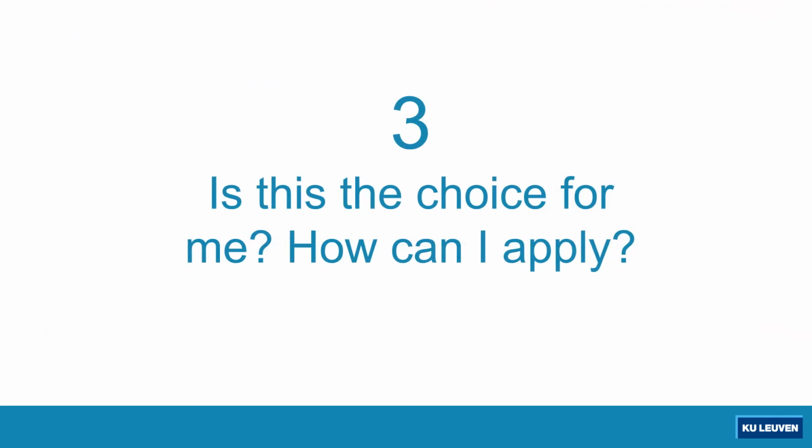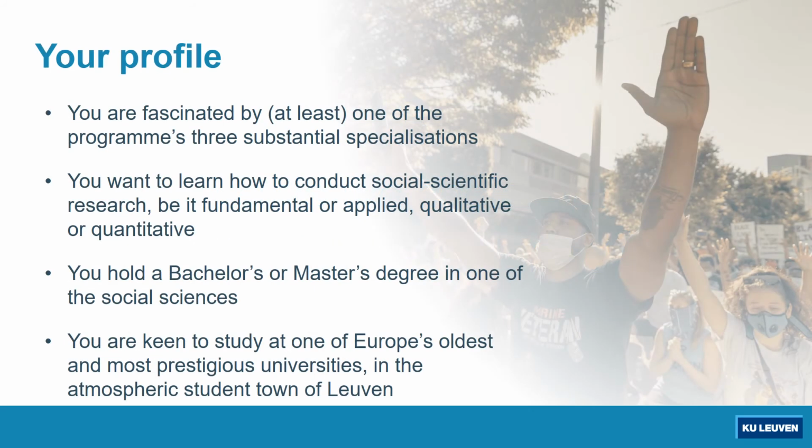Now, is this the choice for you? Does this program suit you? And if so, how can you apply? The program does suit you if you recognize the profile that you see on this slide. If you are fascinated by at least one of the program's three substantial specializations, then it fits your profile. If you want to learn about conducting social scientific research, be it fundamental or applied, be it qualitative or quantitative, then the program suits your profile.